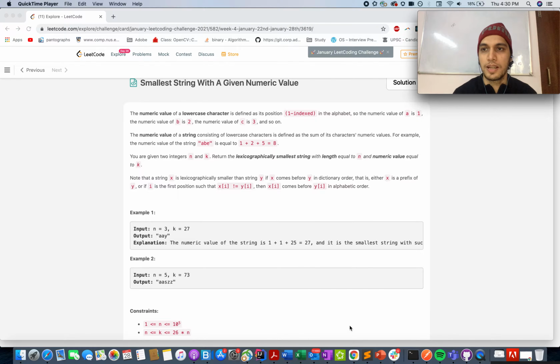Welcome to day 28th of January Leetcode challenge, and today's question is smallest string with a given numeric value. Before explaining the question, let's explain a few key terms that are given in the question. How do you define the numeric value of a string?